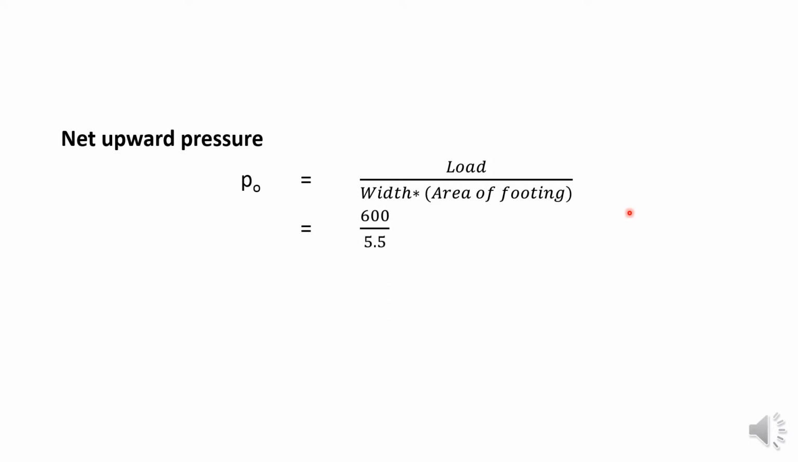Next we have to find out the net upward pressure. The net upward pressure, P0, is equal to the load divided by the area of the footing. So that is the load 600 divided by 5.5, and we will get a value of 109.01 kN per meter square. Next, the depth on the basis of bending compression. We have to find out the depth here.